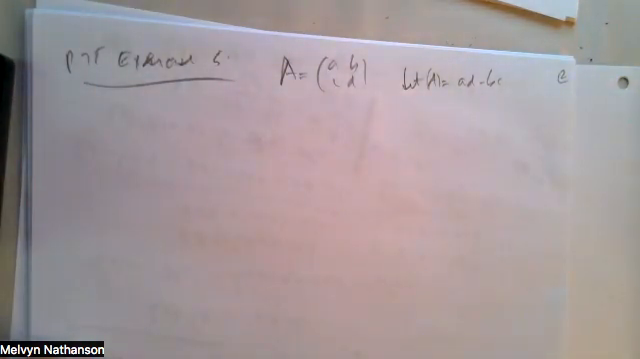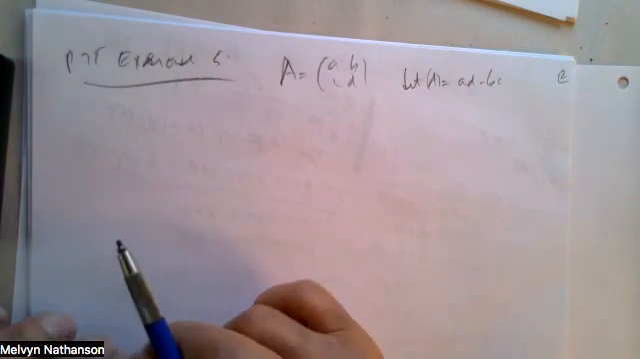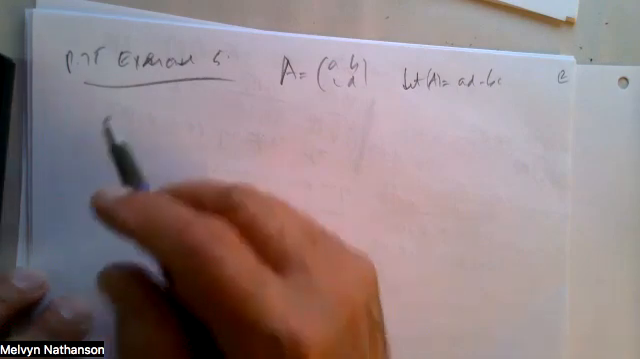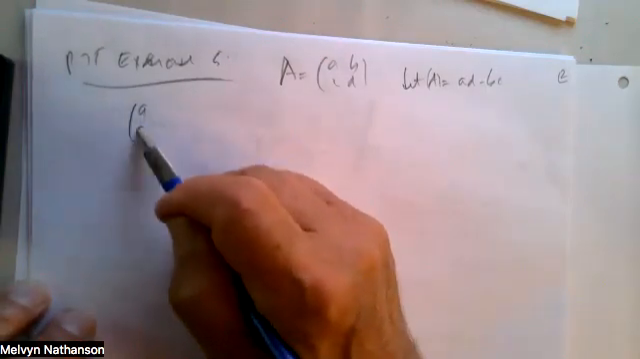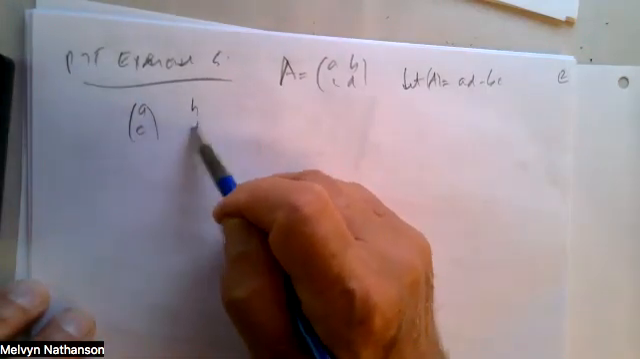And we want to prove that the column vectors of the matrix are linearly independent if and only if the determinant of A is not 0. So what are the column vectors? One is (A, C) and the other is (B, D).